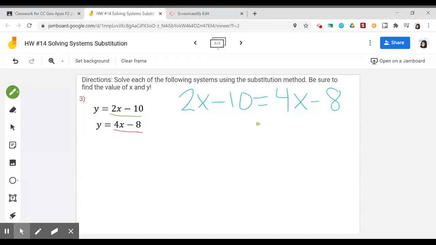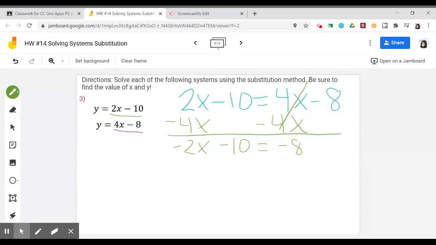So at this moment, we have variables on both sides of the equation, okay? And I like to move my variable from the right-hand side to the left-hand side. So I'm going to subtract 4x on both sides of the equation. These will cancel. 2x minus 4x is a negative 2x. Minus 10 is going to equal negative 8.